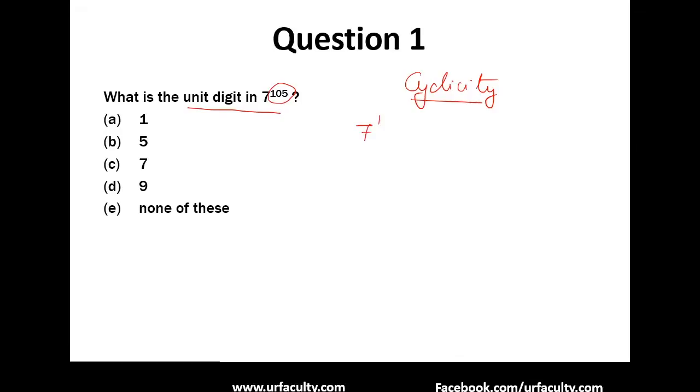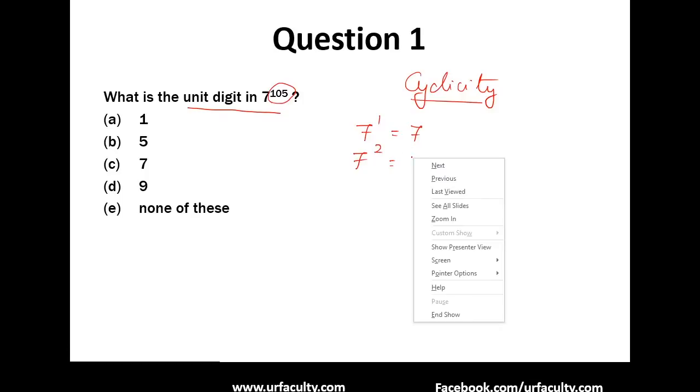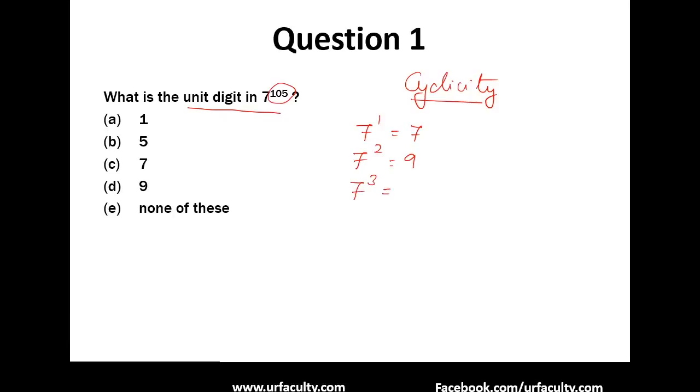We know that 7 to the power of 1 is equal to 7. 7 to the power of 2 is equal to, how do you do it? 7 7s are 49. 7 to the power of 3: 7 9s are 63, I'm really sorry. 7 to the power of 4: 7 3s are 21. 7 to the power of 5 is 7. So we see that 7 to the power of 6 is 9. We see that after every 4 powers, it starts repeating itself. So there's a cycle after every 4.